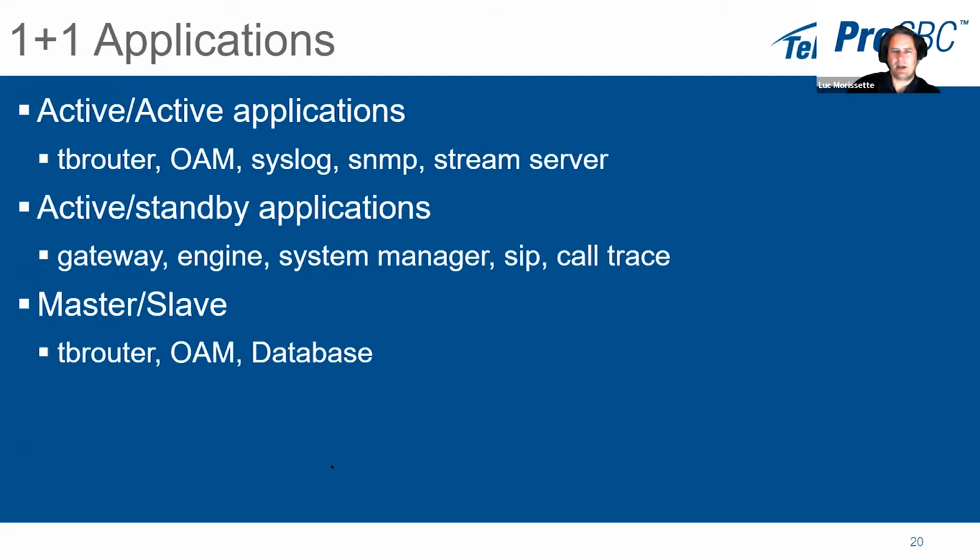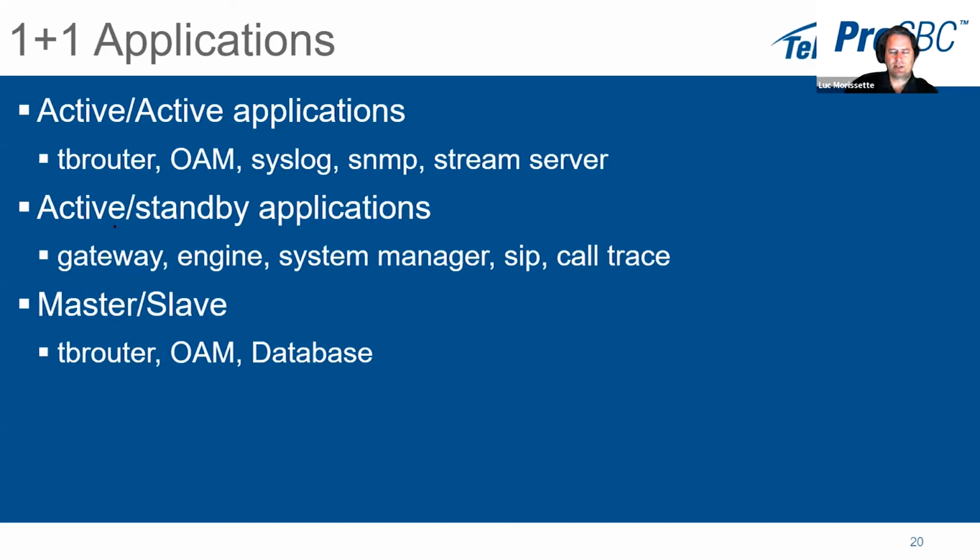Then you have some applications that run active-active, some that are active standby, and some that are master slave. TB router runs active-active, OAM also. That means it runs on both systems at the same time. Syslog, so you get logs from the system on both 1+1 systems. SNMP runs on both, so you can access SNMP on both systems at the same time. And the stream server application runs on the two systems as well. So if one of them is up, this will work.